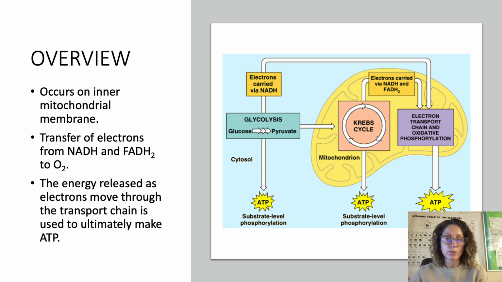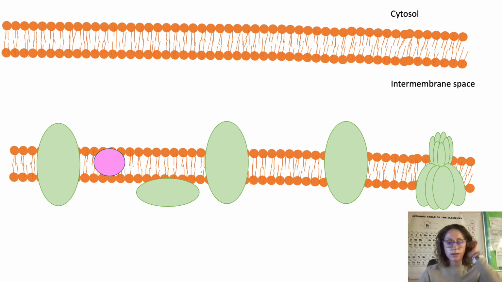With the electron transport chain, the energy released from the electrons being transferred from carrier to carrier allows for the ultimate production of ATP. We're going to see what that looks like. Look at what this looks like.